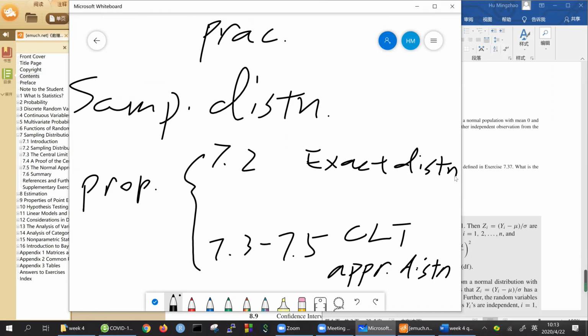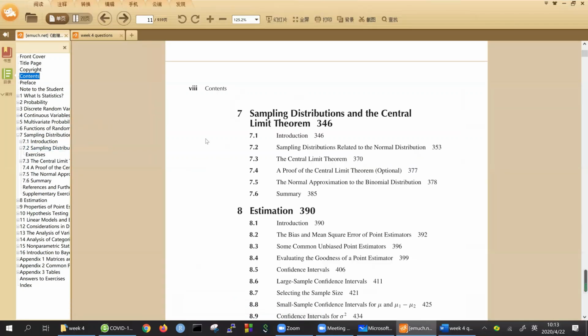So really, as I'm trying to emphasize here, the key thing to this chapter 7 is you need to view it as two parts. Part A, exact, part B, approximate. And in this exact distribution part, let's see over here, I'm having this on the left side of my screen.